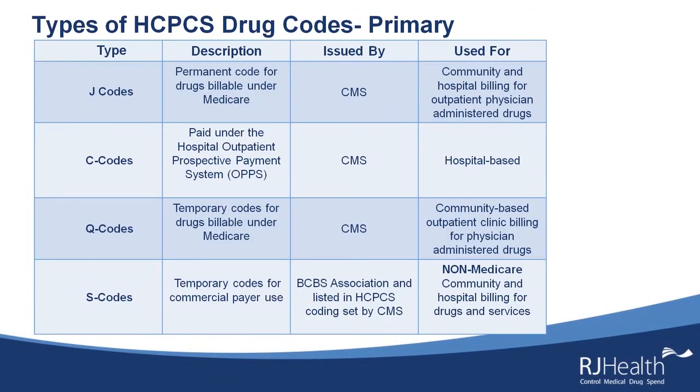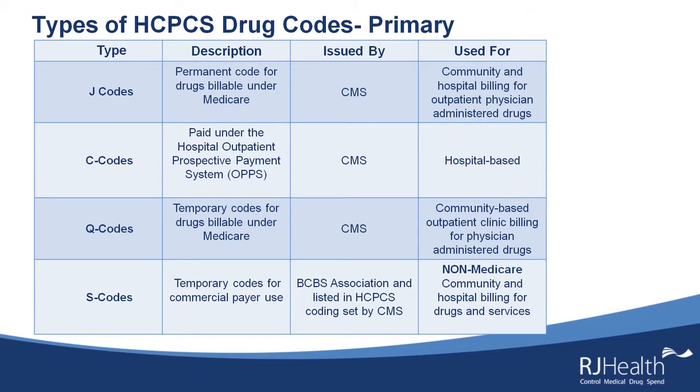Different types of HCPCS codes that we see for primary use are J codes. People kind of use the term HCPCS codes and J codes intermittently and interchangeably. These are going to be provider-submitted codes typically. They are permanent, so Medicare has created them. They are specific to an individual product. They can be used for community or hospital billing for outpatient physician-administered drugs. And as I mentioned, they do have the generic product name and billable unit string.